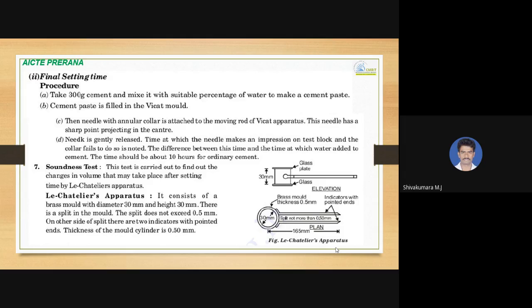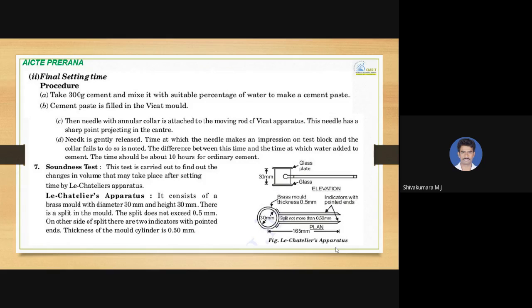And finally, you express final setting time as the time elapsed between the moment at which water is added to the cement to the moment at which the crosshead attached to the final setting time needle fails to make its impression. So that's all about final setting time.